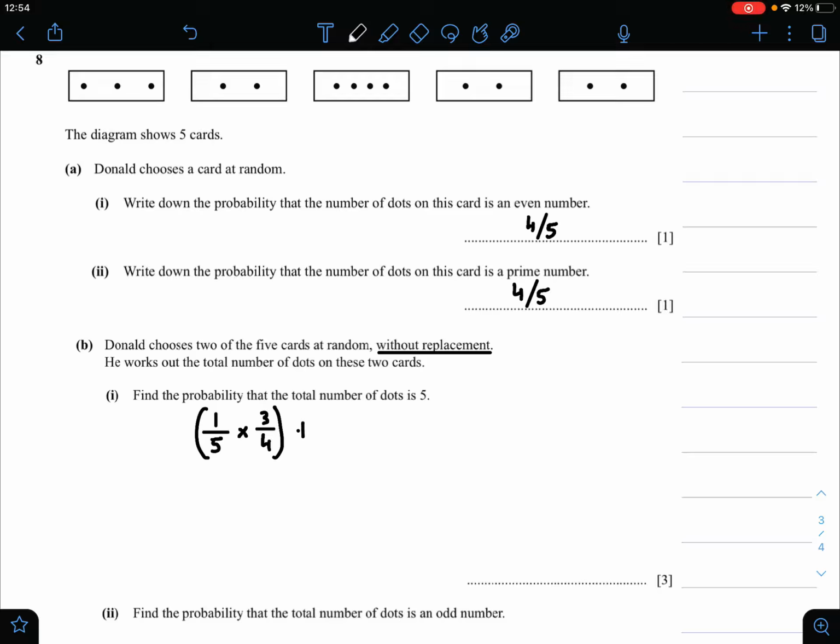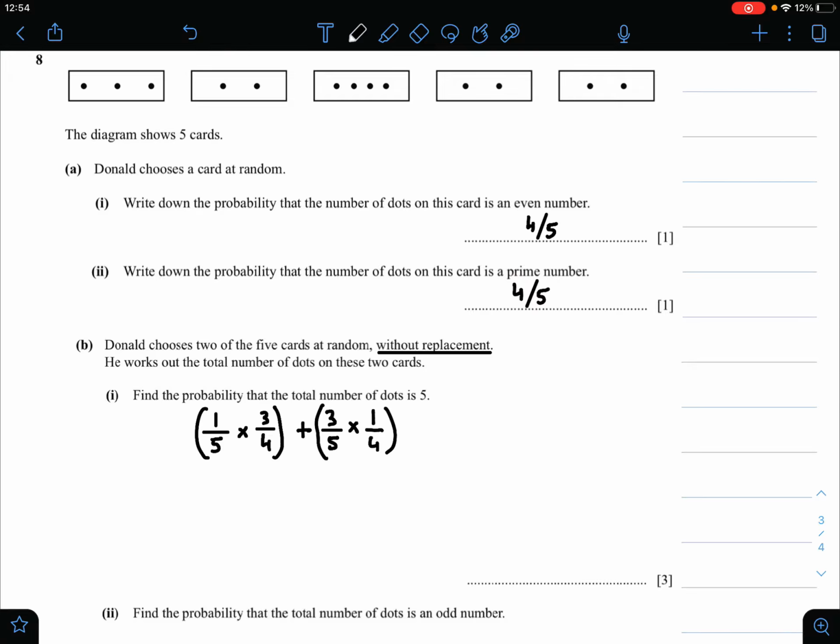Now this is only for one of the possibilities. What if you pick a 2 first and the 3 second? You can either multiply this by 2, or you can show that you pick the 2 first, that is 3 by 5, multiplied by the probability of picking the 3 second. That would be 1 by 4, because the number of total cards has reduced by 1 since you've already picked a 2. So 1 by 4 would be the new probability of picking a card with 3 dots.